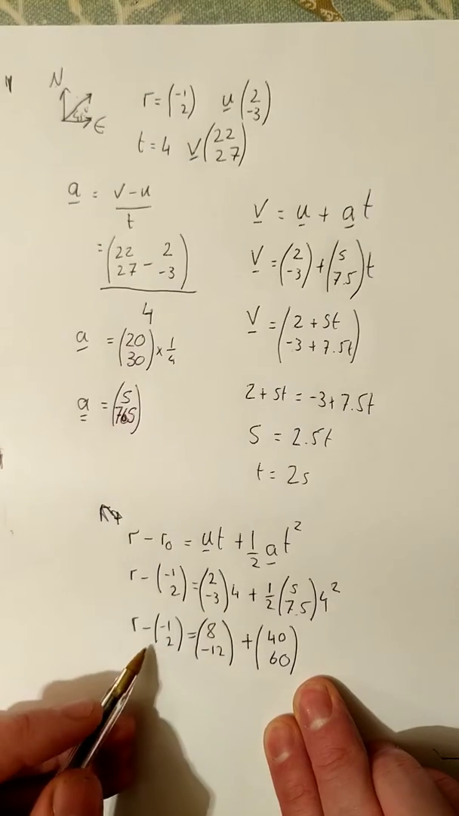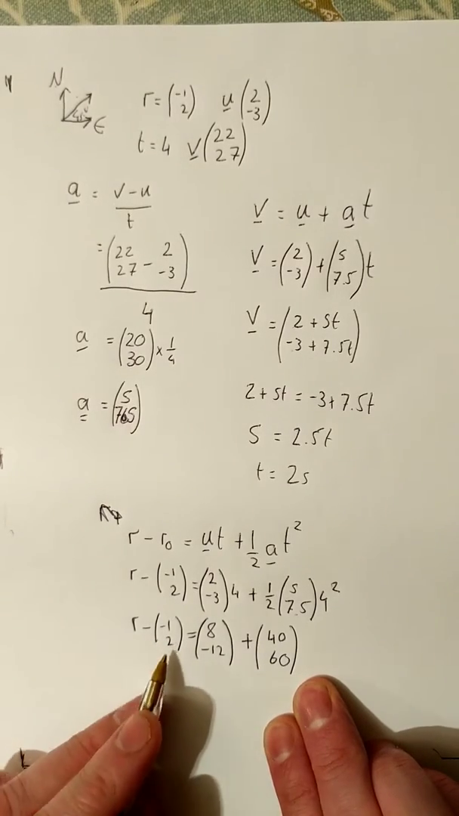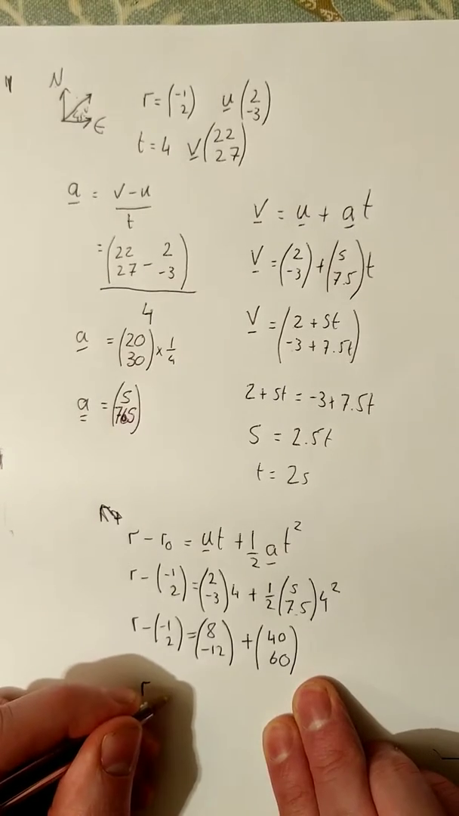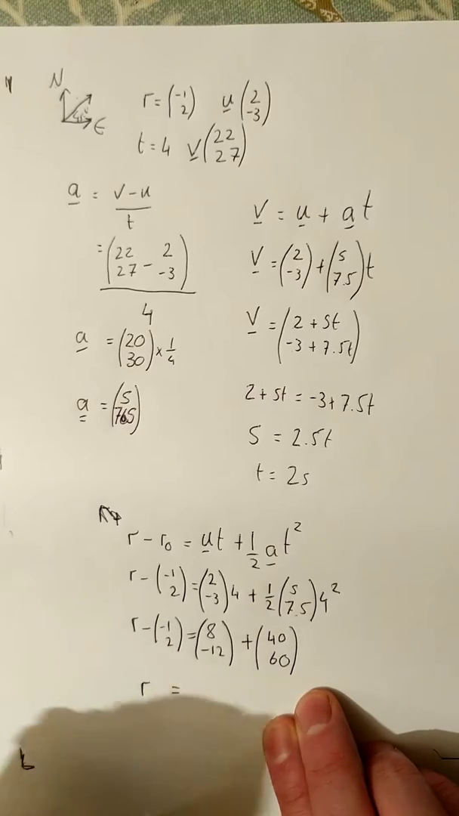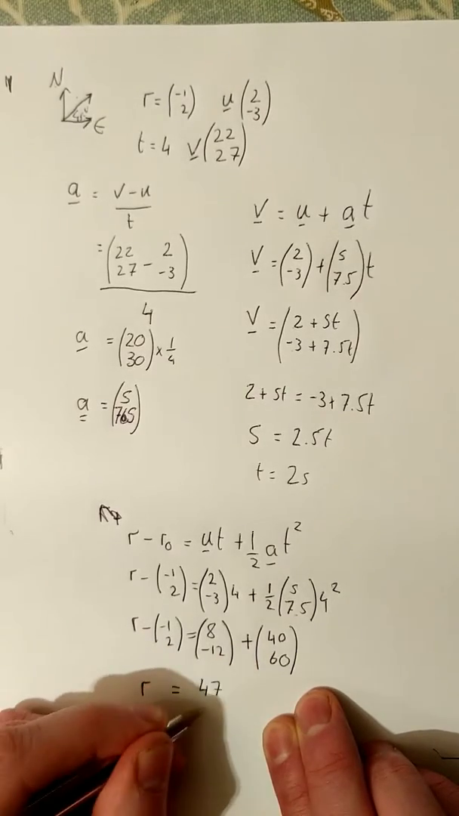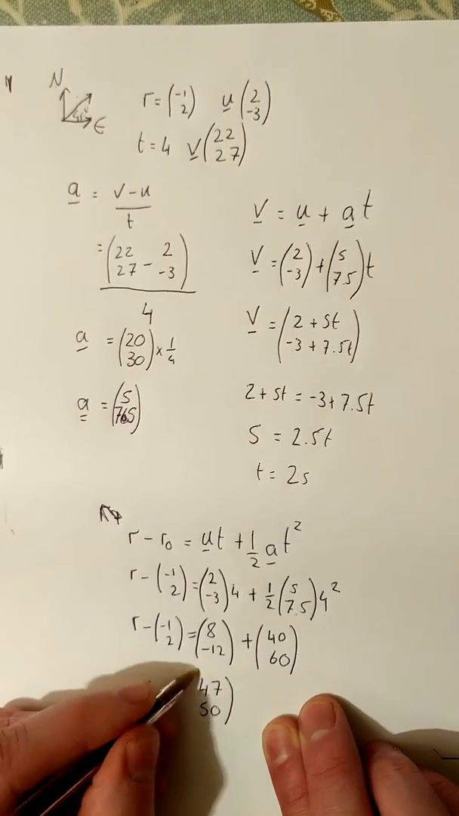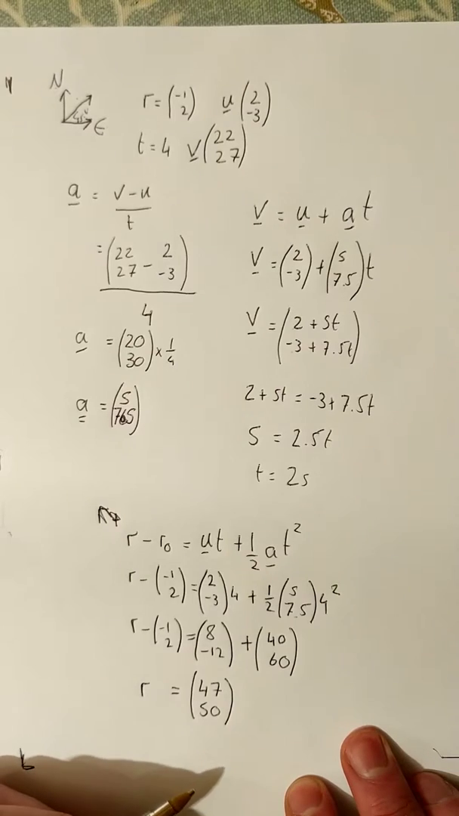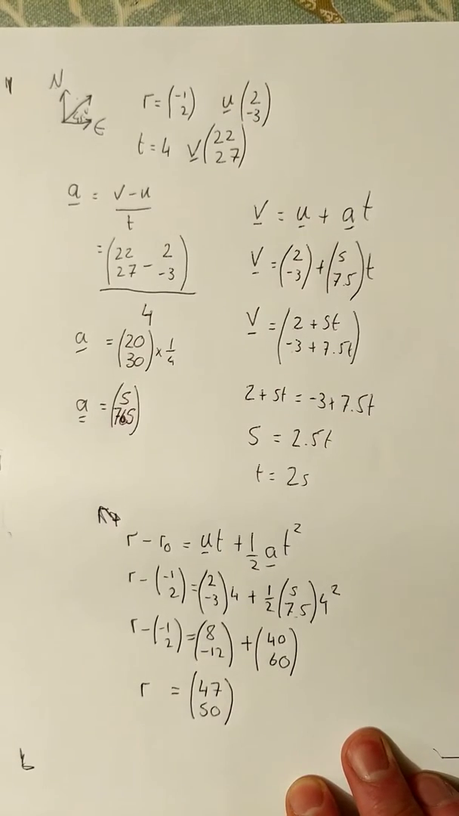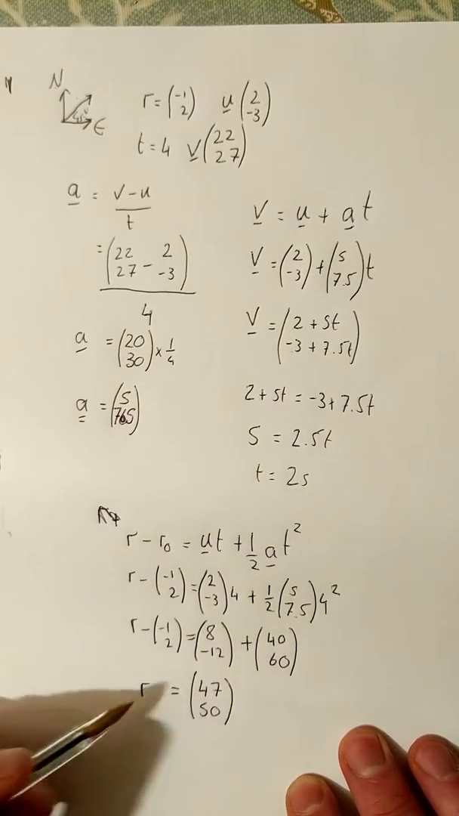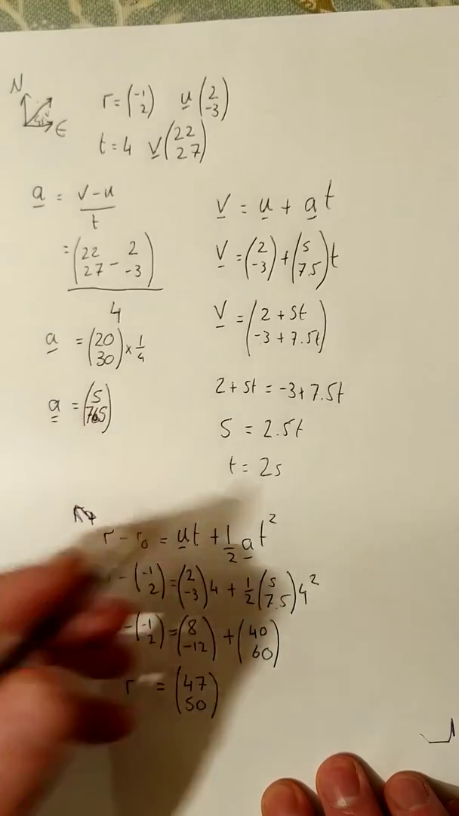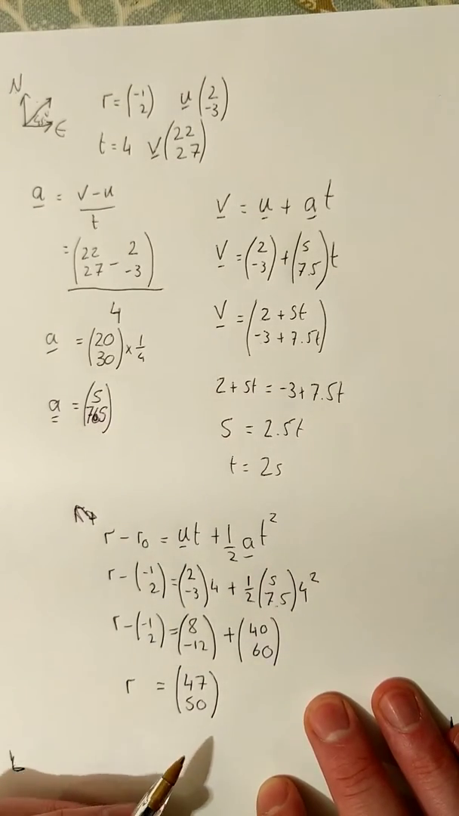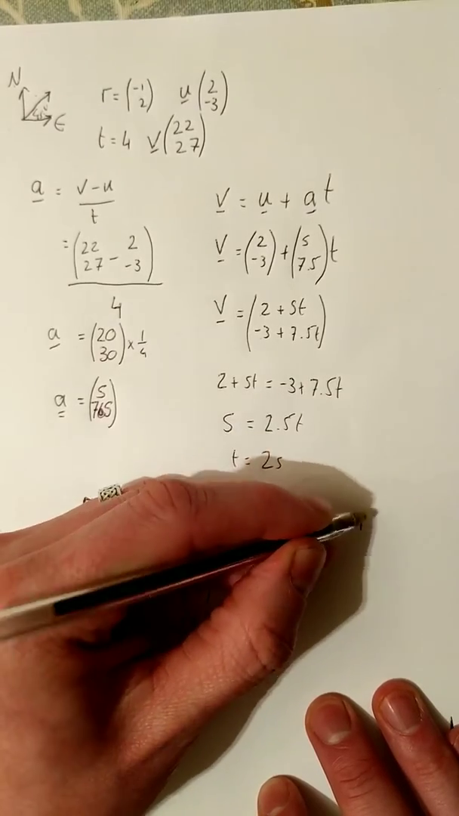And what we can now do is add the (-1, 2) over to the other side and combine them all together to get our r value, which ends up being (47, 50). That ends up being our r. So the position after 4 seconds is (47, 50), and then if it's wanting the distance from its starting point, the distance from its starting point is going to end up being r minus r0.